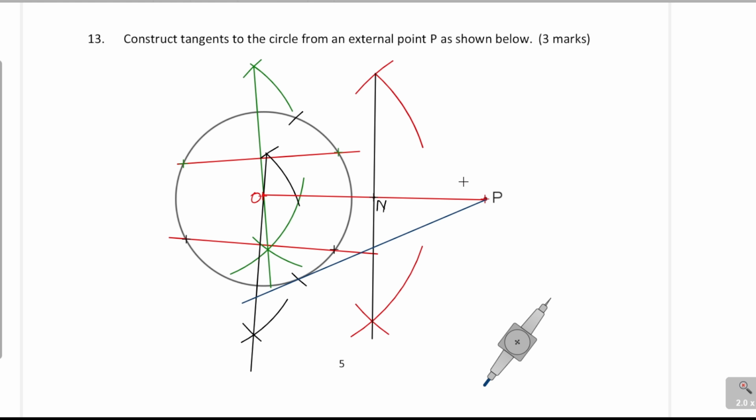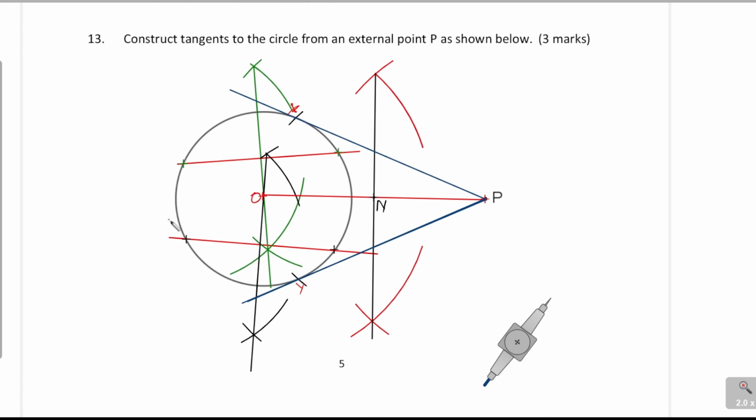Let me name this point as X, like that, and this one Y. So draw using a ruler, draw a straight line the way I've drawn this one here. So from P to X, then another one from P to Y, using a ruler to do this.